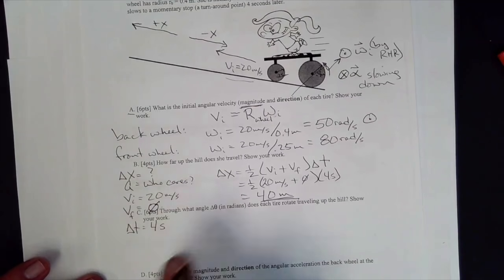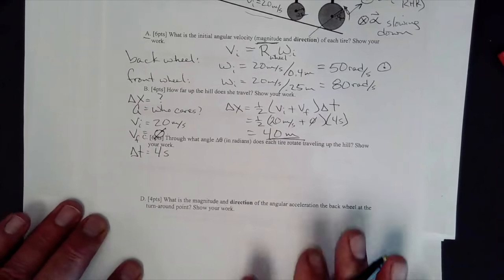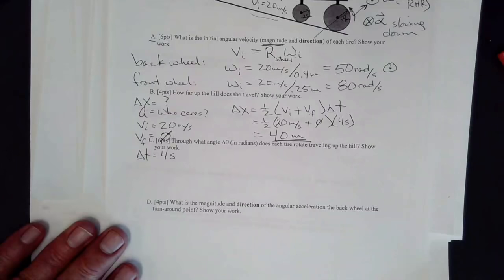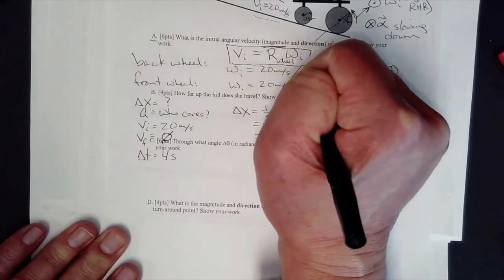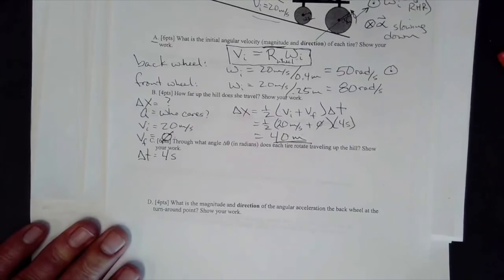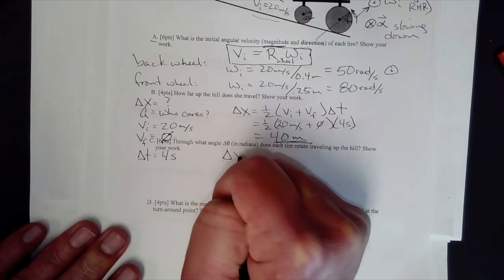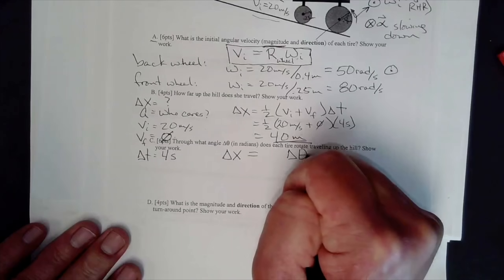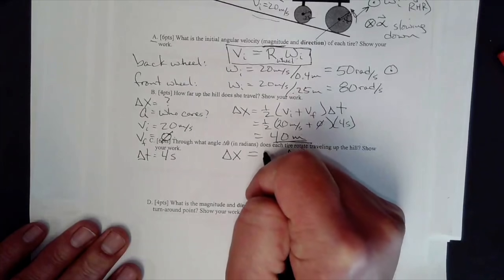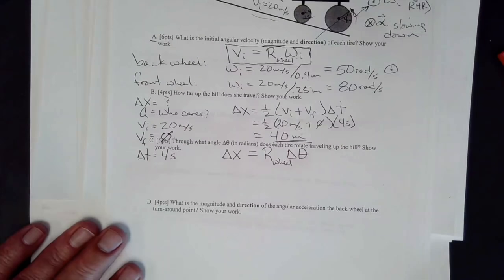Now, through what angle, delta theta, does each tire rotate during the motion up the hill? Well, this rolling condition has a counterpart. The linear displacement is proportional to the angular displacement, and the proportionality constant again is the radius of the wheel. We talked about that last Wednesday.